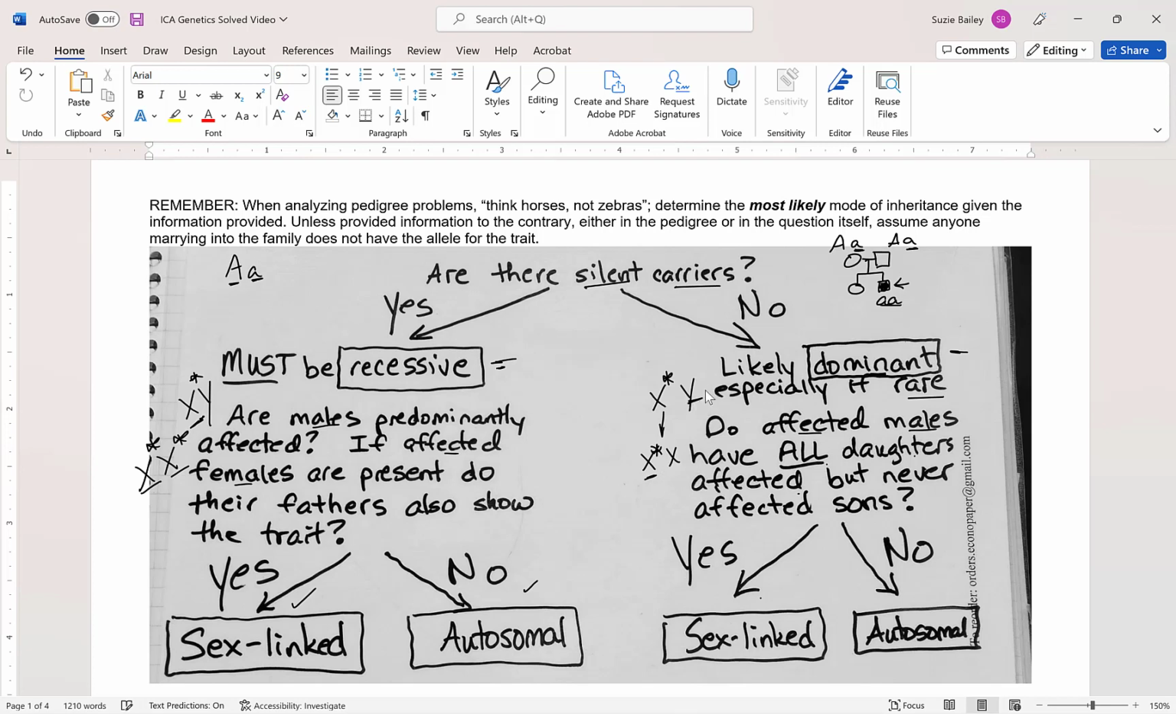But since dad is passing on the Y chromosome to his biological sons, then they're not going to show the trait because the Y chromosome doesn't have the same set of genes, right? So if we see this pattern, affected males have all daughters affected but never affected sons, then we would say, yes, that looks like sex linkage for a dominant trait. If we don't see that pattern, then we would say that looks autosomal. So this is the decision tree that we're going to be applying as we're evaluating pedigrees.